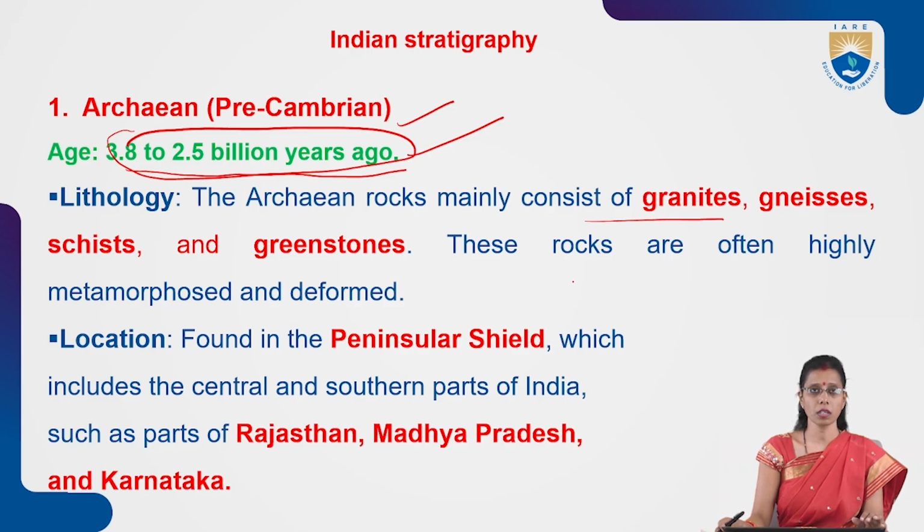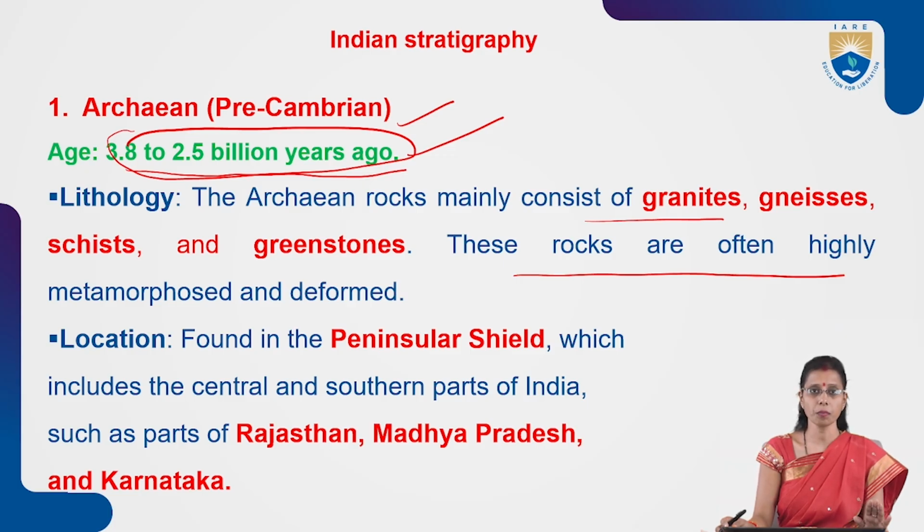So this, as we know, in this era, in this age, which is called the Archean age, was as old as 3.8 to 2.5 billion years ago. In this, the major rocks which we found are the granites, the gneisses, and schist or greenstones. These rocks are often highly metamorphosed and deformed.